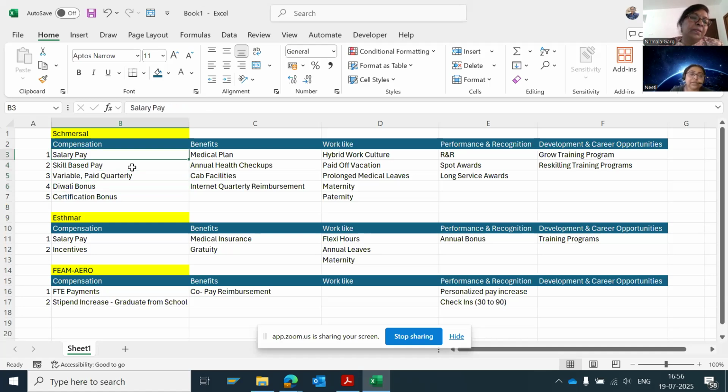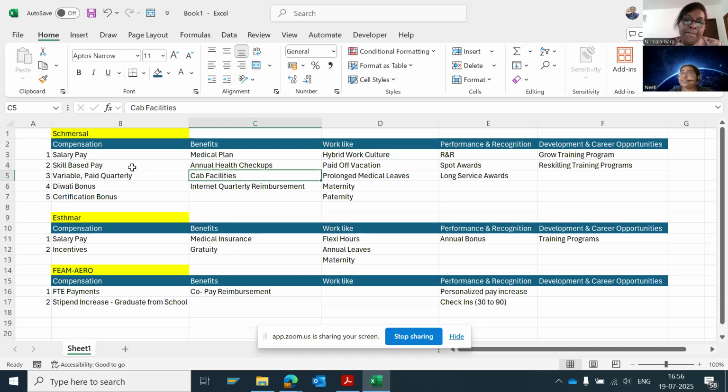Right. So then we have these benefits. We have this medical plan where we cover GMC and GPA together, group medical insurance and group personal accident. We also have term plan insurance for the employees. Apart from that, we have this annual health checkup, which we provide twice a year to our employees.